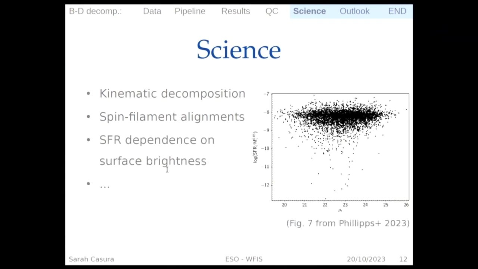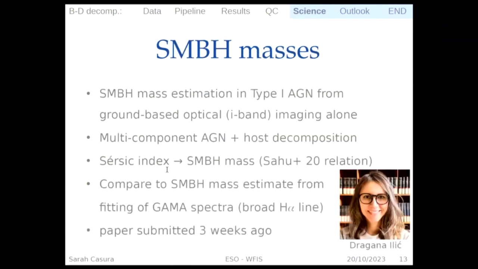which she found depends on the mass of the bulge. And then a bit closer to GAMA, Stephen Phillips did a study of the surface star formation rate dependence on surface brightness. And there's lots more which I don't want to talk about now. But my most recent project that I'll just flag up here is a sort of little spin-off, where we try to estimate the supermassive black hole masses from ground-based optical imaging alone for a small sample of type 1 AGN in GAMA.